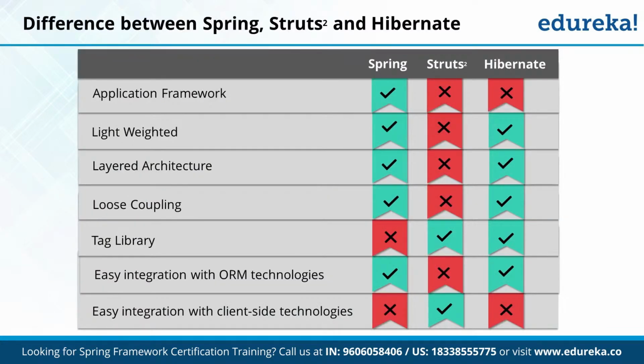All right. So let's try to compare Spring, Struts, and Hibernate. Even though Hibernate is entirely a backend framework, whereas Spring and Struts do different jobs, let's try to have a differentiation. So the first thing is that Spring is an application framework, right? It's lightweight, with a layered architecture and loose coupling. So when we say loose coupling, it means less dependency of one module on the other modules, right?